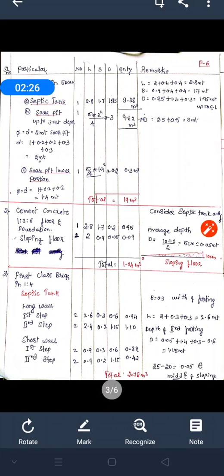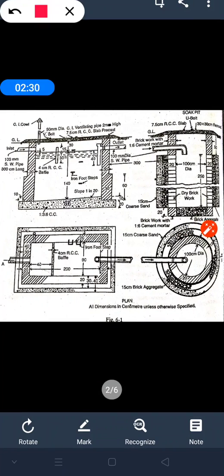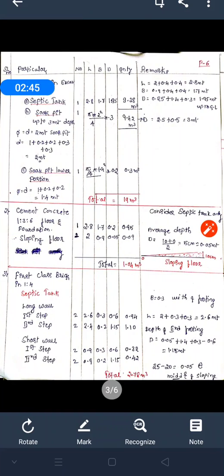Now you got this 1.95. In this drawing you can see the depth: 25 mm, then 1.4, and then 0.3. So 1.4 plus 0.3 is 1.7, plus 25 mm equals 1.95 up to the ground level. After multiplying length, breadth and depth, we got the quantity as 9.28 meter cube. That is all about the septic tank.